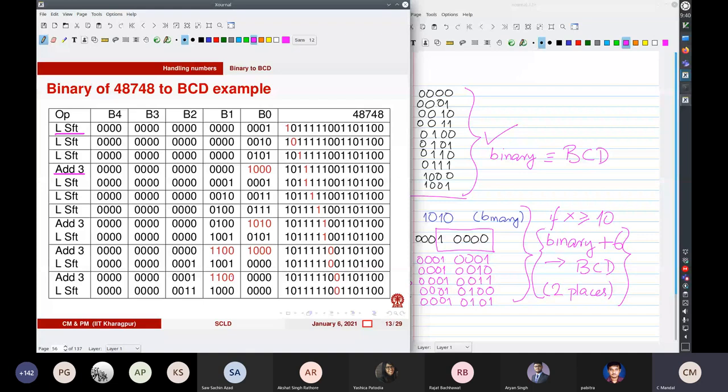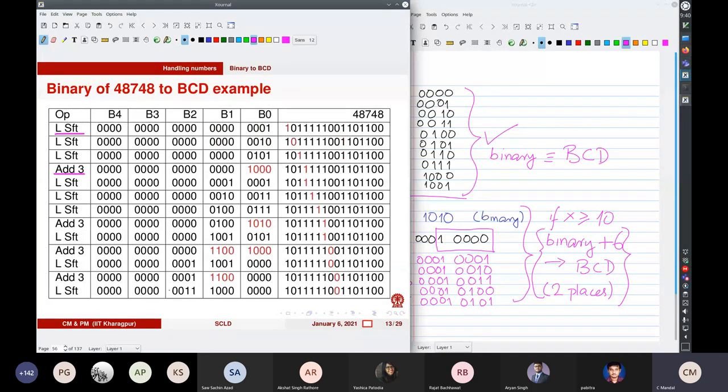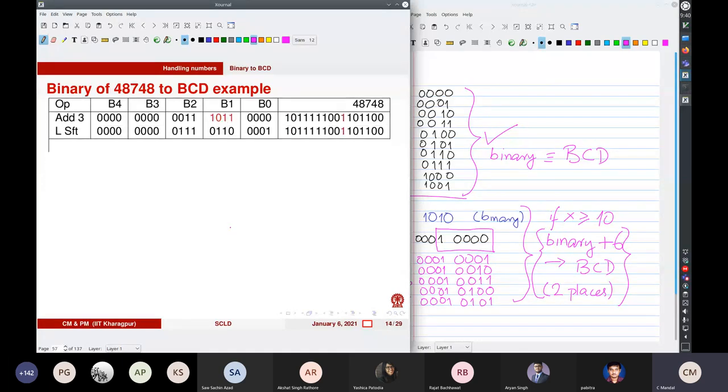The next step is easy because all of them are less than 5. All of these are less than 5, right? So the next step will just be a, oh sorry, no, here you have a problem. This is greater than or equal to 5. This is 8. So you have to do a correction here. You add 3 and again you shift. So why don't you do a few more steps yourself?